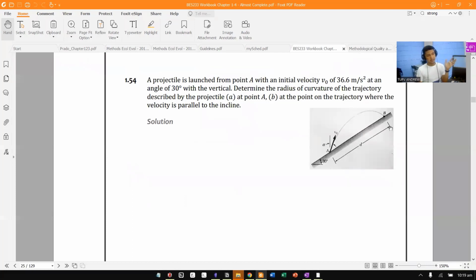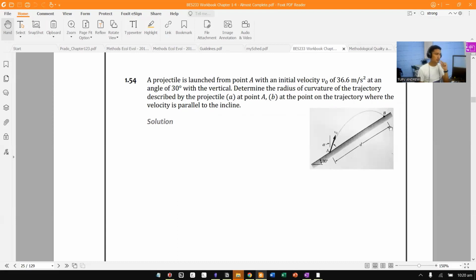Okay, so let's have finally a projectile type of curvilinear problem. A projectile is launched at point A with an initial velocity of 36.6 meters per second, at an angle of 30 degrees with the vertical. Determine the radius of curvature of the trajectory described by the projectile at point A and at the point on the trajectory where the velocity is parallel to the incline, which is 30 degrees now.